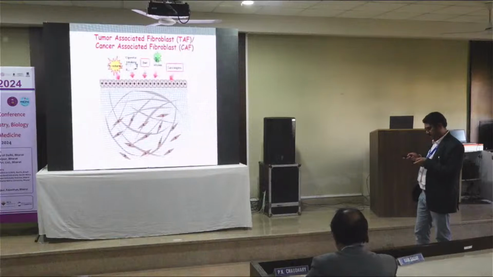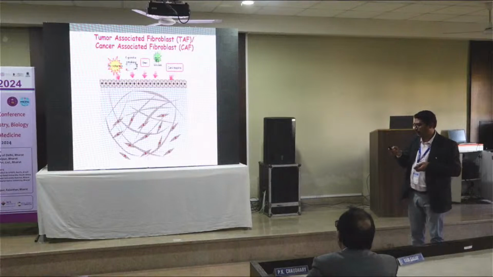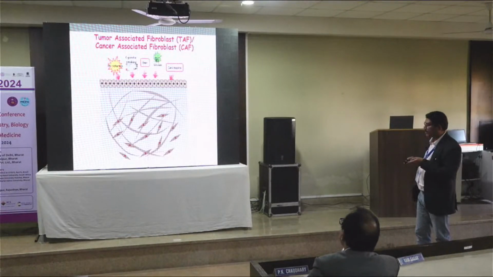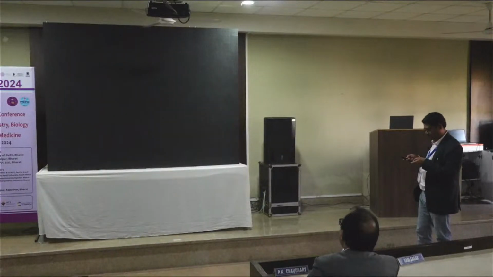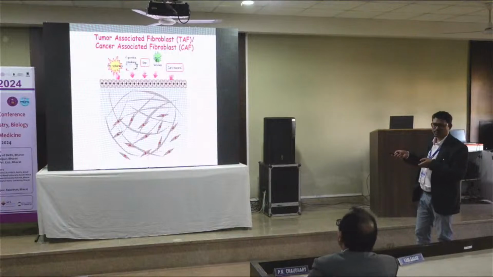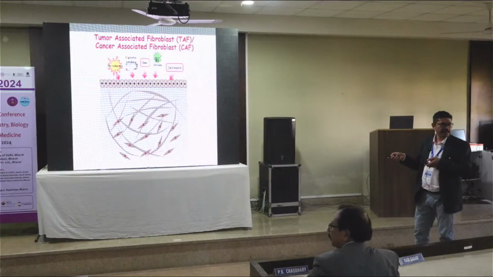So what we did, just to make you understand in an easy way, I have prepared this schematic. As you can see here, these are carcinogens, viruses, diet, or smoking, whatever. And this is your tissue system. These are your epithelial cells in your tissues.